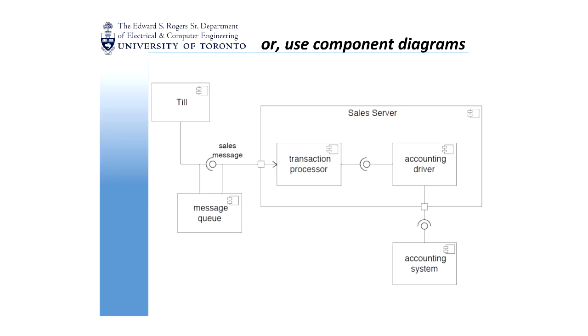Moving beyond our simple packages, we use component diagrams to show how high-level pieces of a system interact. In this modern context, you can think of these as microservices or discrete modules. For example, a till might send a sales message through a message queue, a standard way to decouple systems today, before it reaches a transaction processor within a sales server, which then communicates with an accounting driver.